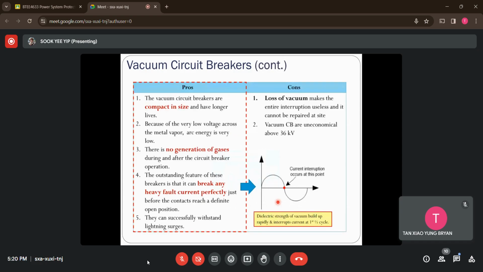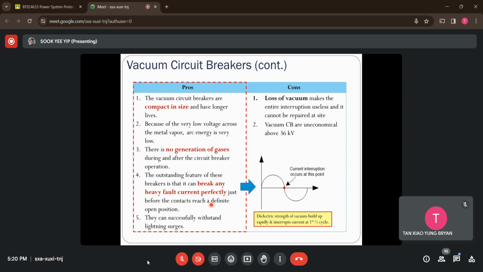In terms of structural design, the vacuum breaker is compact, which means a smaller size, and it has a longer lifespan. In addition, because of the vacuum environment, the arcing energy generated will be very low as well, because the arcing duration is short. In such a case, it is able to break heavy currents perfectly before the contacts reach their fully open position.